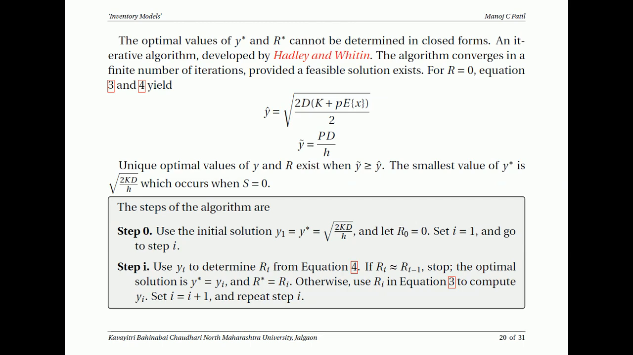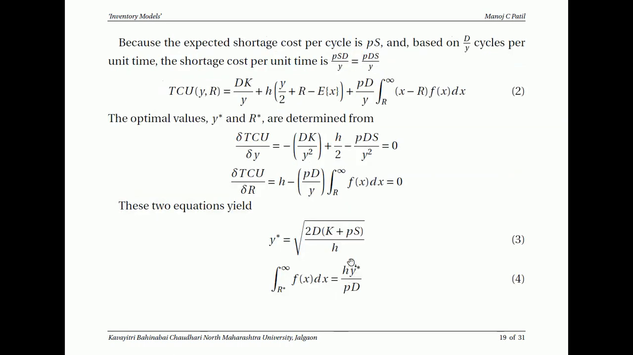Firstly, let r0 is equal to 0, find y1. What is y1? Y1 is equal to y star is equal to square root of twice kd upon h. Set i is equal to 1 and go to the next step. Now determine ri by using that y value. We put that yi here and obtain h into that quantity.